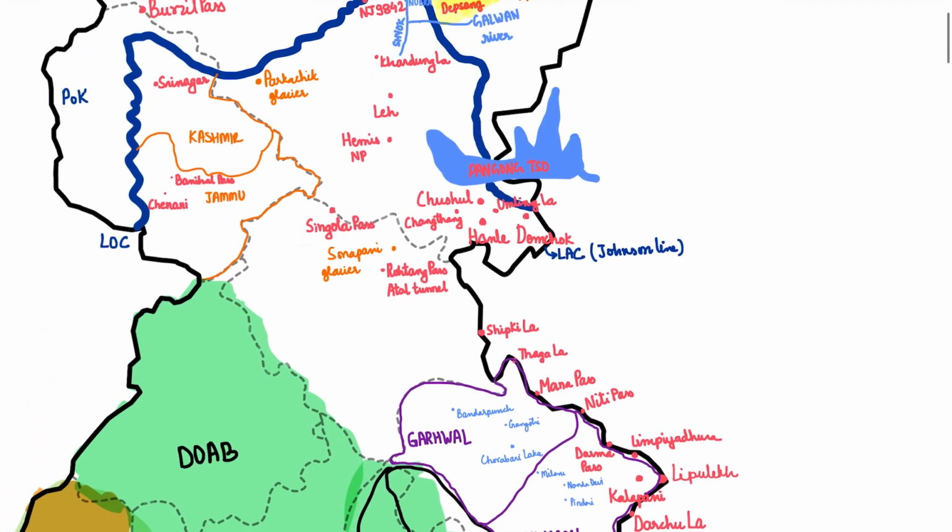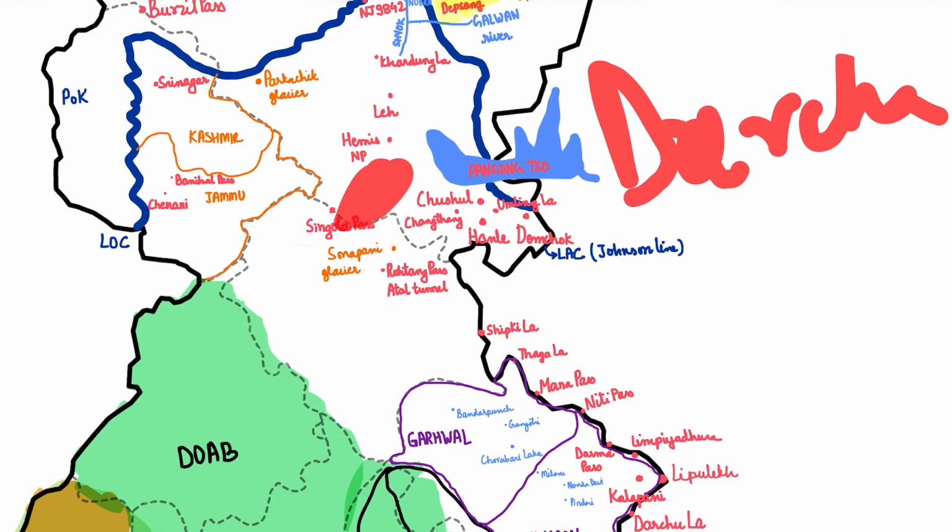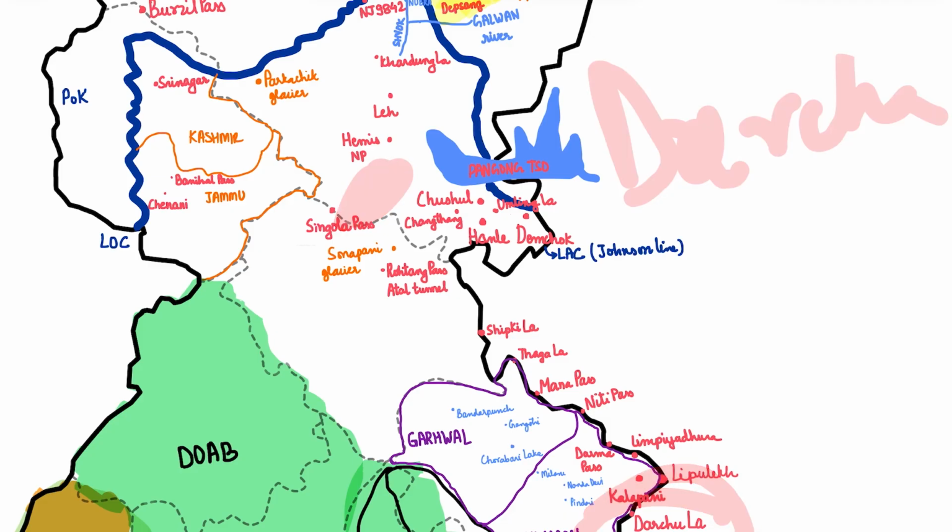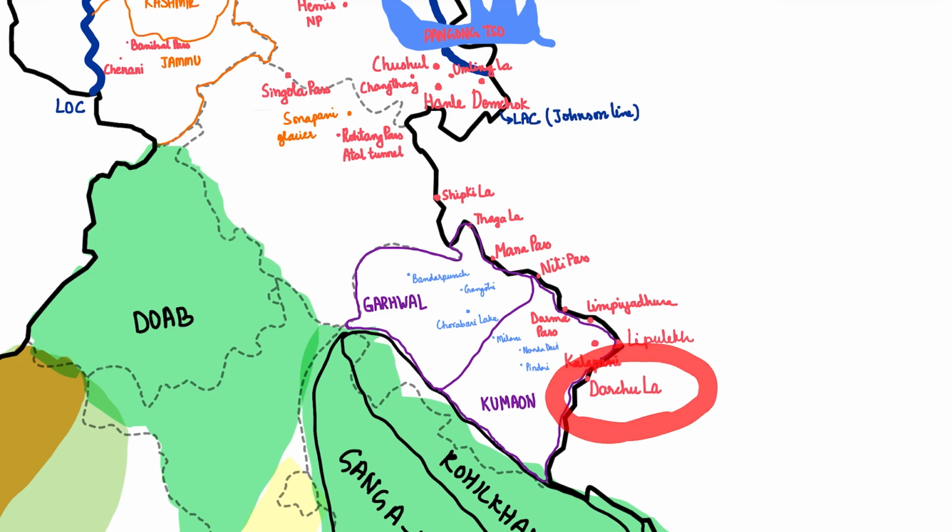However, in the state of Jammu and Kashmir, in the state of Ladakh and Himachal, there's also one more pass which is known as the Darcha. So this is the Darcha Pass over here, and here we have the Darchula Pass. So Darcha Pass is in Himachal Pradesh, whereas the Darchula is in Uttarakhand.